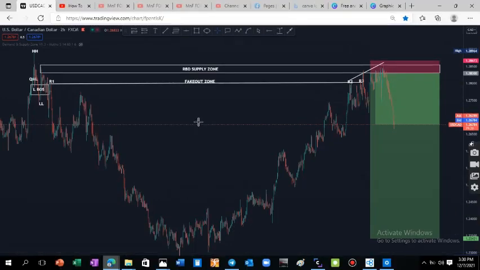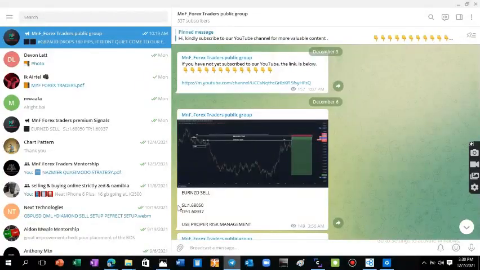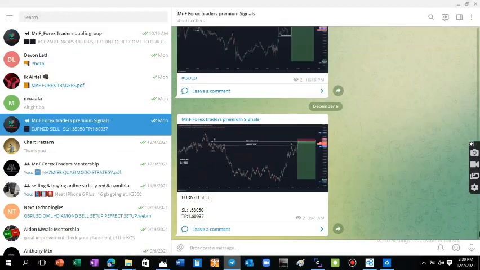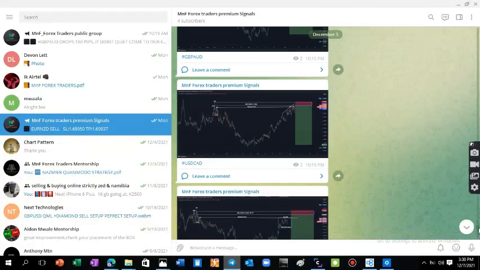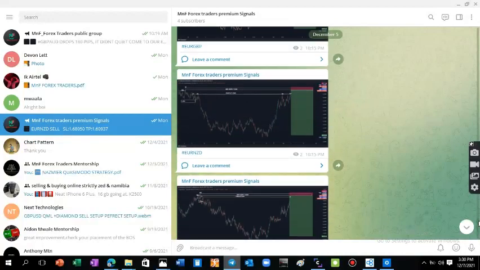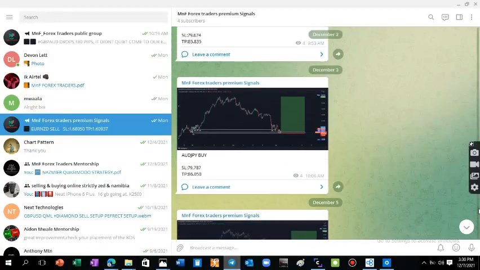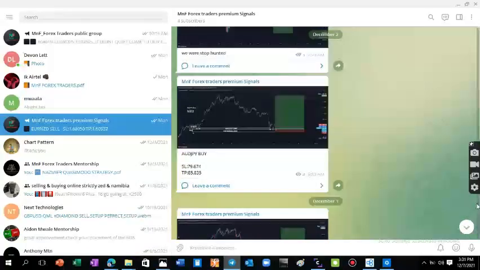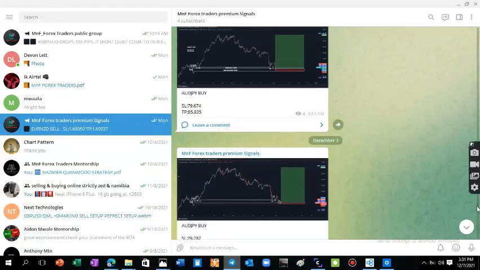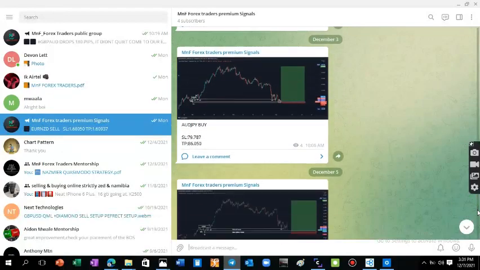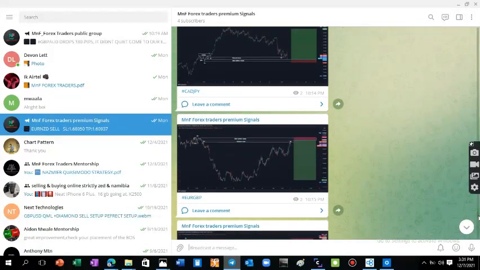This is USD CAD, and if I go to my Telegram here, I shared this on Saturday, on Sunday evening. This is USD CAD. Where is that? Okay, I'm not seeing it. But I shared these particular trades.